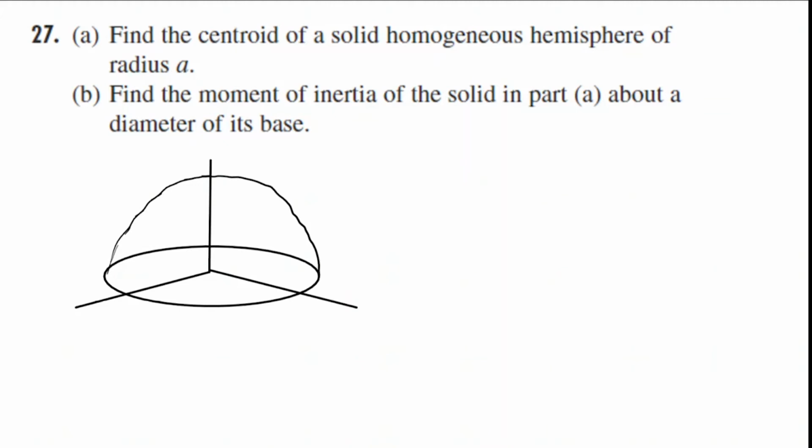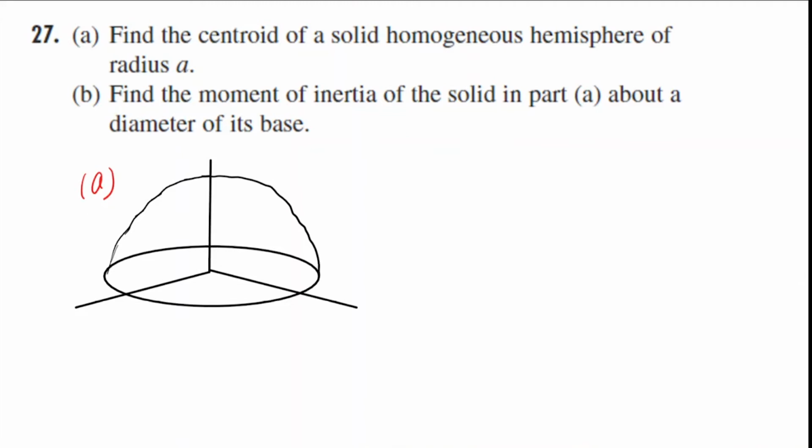So for part A, we have to find the centroid, meaning the center of mass of this hemisphere, right? Orientation doesn't matter, but I decided to put it like this. Now from the symmetry, and this is a homogeneous hemisphere, meaning density is constant, right? No density function. Good?